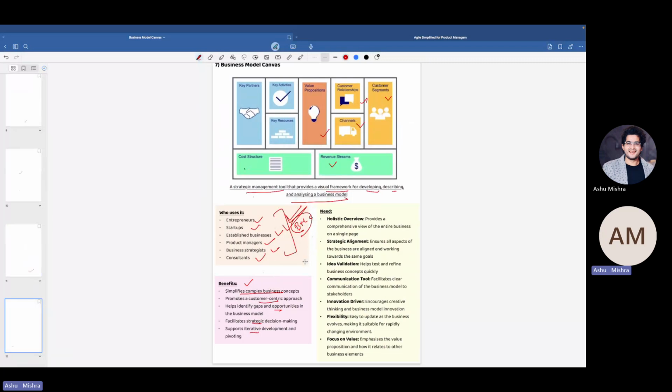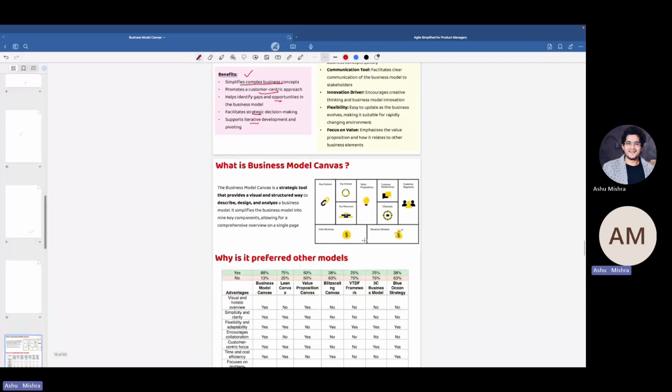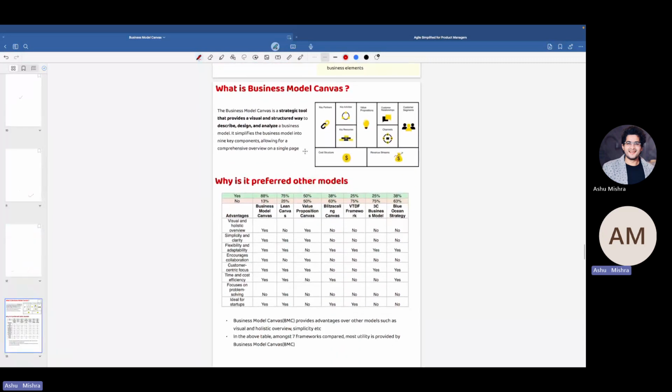So that being said, guys, we discussed the 7 types of business model frameworks as well. We discussed the 12 types of business model and what is a business model. Now, guys, let's move to what is a business model canvas, right? So we discussed that the business model canvas is a strategic tool that provides a visual and structured way to describe, design, and analyze a business model, right? It simplifies the business model into 9 key components, allowing for a comprehensive overview on a single page.